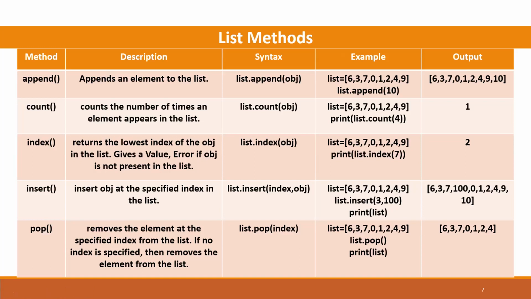Pop function removes the element at the specified index. If the index is not specified, it will remove the last element of the list. It removes the last element, not, it's a printing mistake. It removes the last element of the list. So 6, 3, 7, 0, 1, 2, 4, 9. When I'm writing list.pop, the last element is 9, so it gets removed. Print list.